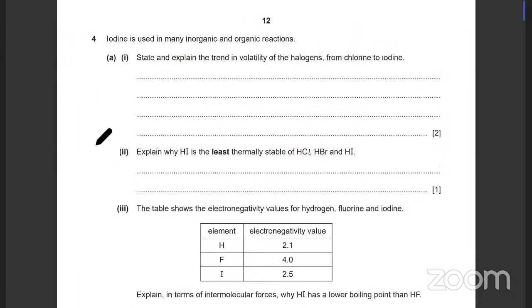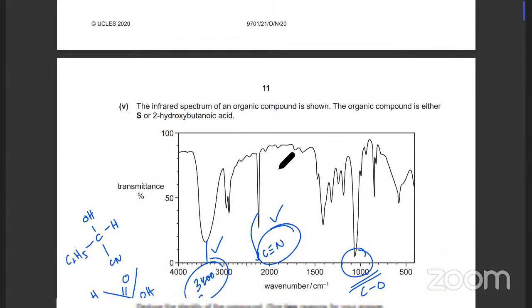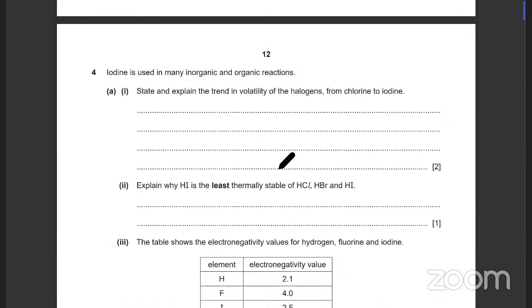So we've got one more question to go. So I'll just quickly go through this. It's about group 17. So explain the trend in volatility. So what happens to volatility? Increases or decreases? Decreases. So they become less volatile down the group. Why? That's the next part to be explained. Why do they become less volatile?